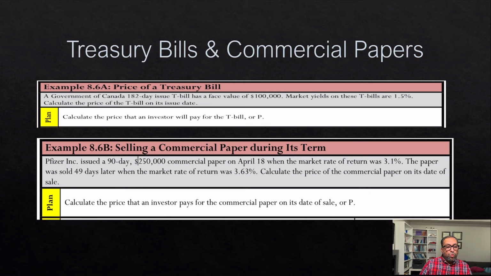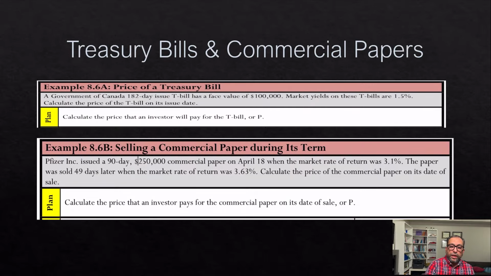The Government of Canada issues 182-day T-bills with a face value of 100,000. The market yield on these T-bills is 1.5. Calculate the price of the T-bills on the date of issue. So what is S in this case? S is 100,000. So at maturity, the investor is going to get 100,000.